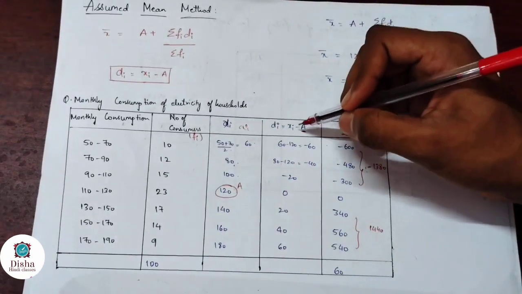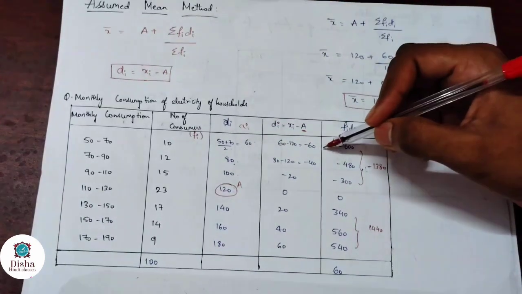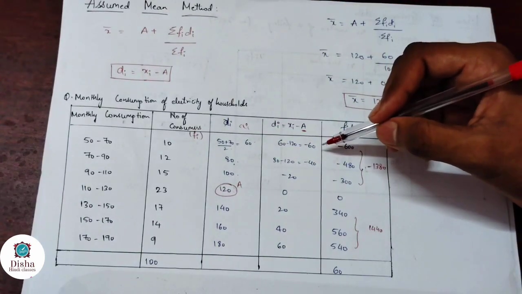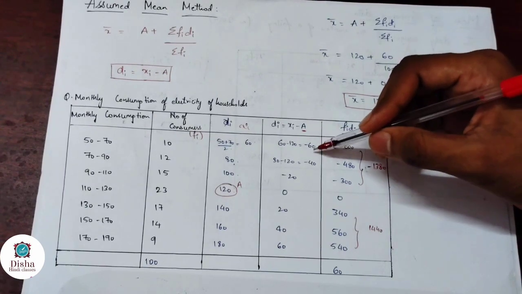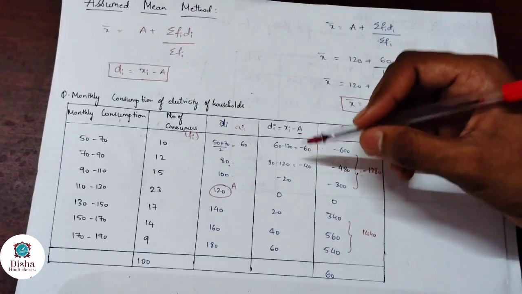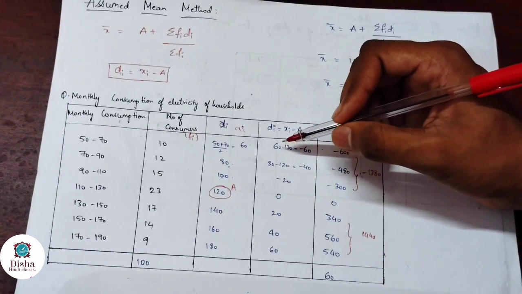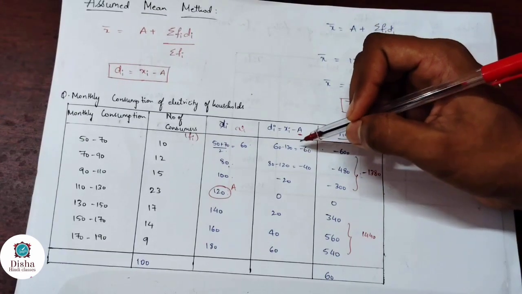So now what we'll be doing, Xi minus A. So Xi, the mid value, minus A. Don't ever assume that we won't be getting negative values in this. We will be getting negative values as well as positive values. So always subtract the mid value from the assumed mean.